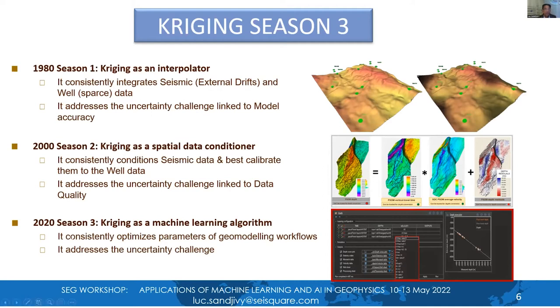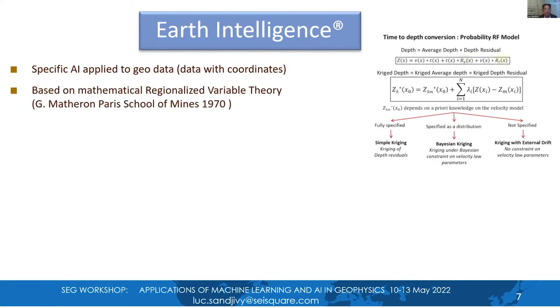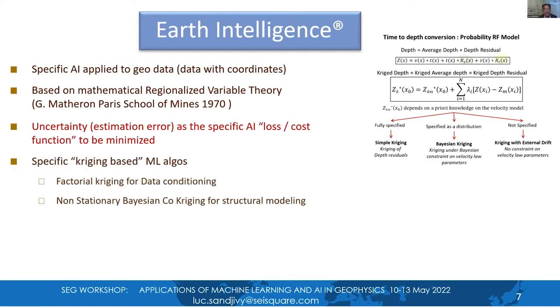So now is the time, because in 2020, kriging appears as a powerful machine learning algorithm that consistently optimizes parameters of geomodeling workflows, and it addresses the full uncertainty challenge. So in season three, today, kriging algorithms are used as machine learning algorithms, thanks to the computing power available. What I define as Earth intelligence is a specific part of AI applied to geodata, data with coordinates. It's based on a mathematical theory developed by Georges Matheron in the 70s. And the main point is this AI technology uses the uncertainty estimation error as the loss cost function to be minimized by the algorithm. So we are not checking our results against the data we feed into the model. We are checking the result against what you will find when you drill. And so you have a number of kriging-based machine learning algorithms.